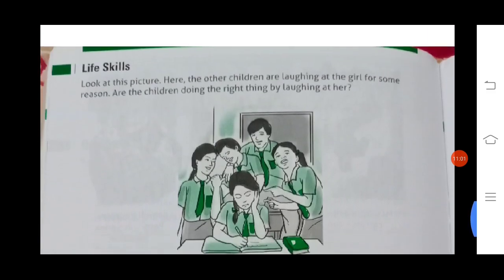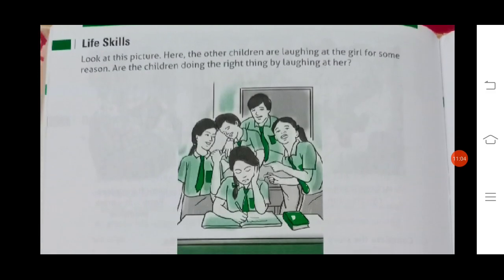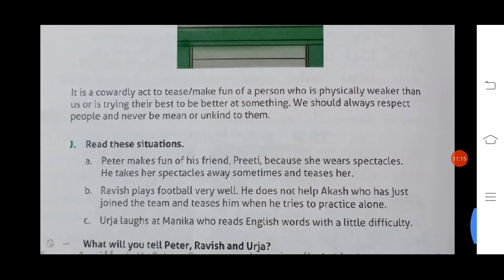Now there is a life skill. Look at this picture. Here the other children are laughing at the girl for some reason. Are the children doing the right thing by laughing at her? It is a cowardly act to tease, make fun of a person. So children, according to this picture, you learn that it is very bad to tease someone or to make fun of a person who is physically weaker than us and is trying their best to be better at something. We should always respect them and never be mean and unkind to them.